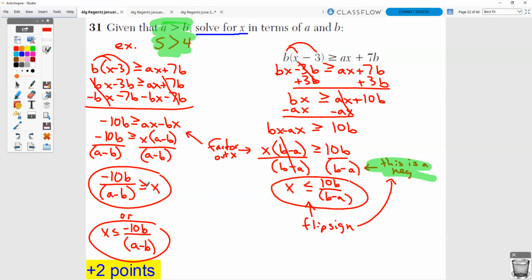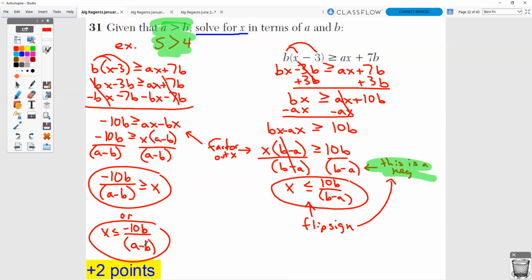They really want you to flip it around to have the x come first. Notice here we have a minus b. That's a bigger number minus a smaller number. That's going to give you a positive number. So we don't need to flip the sign because of that. We flip the sign because we flip the whole inequality statement around. So this would be a fine answer as well.